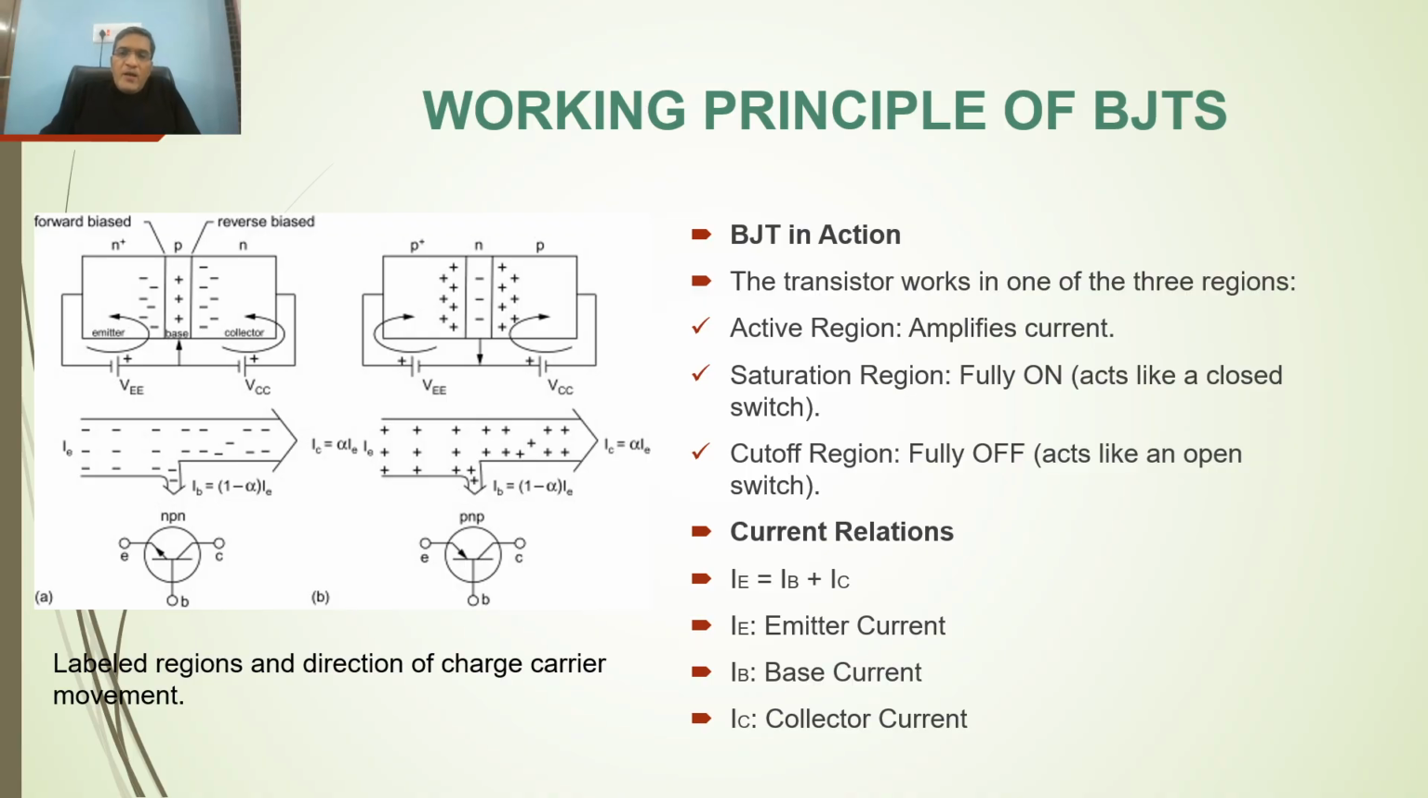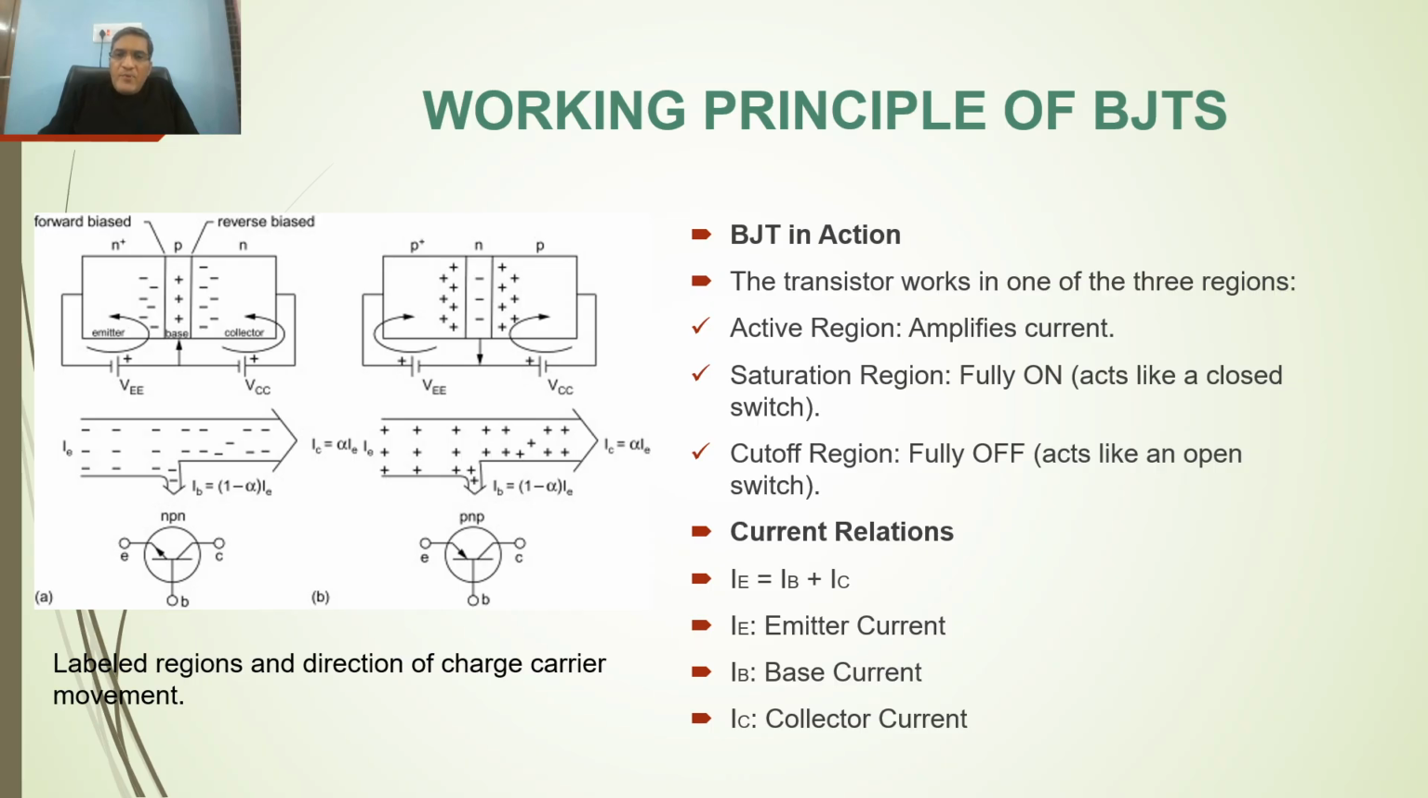Now again, the working principle of a transistor, and as you see, this figure contains some new points. The points reflect an equation, which is IE equal to IB plus IC. IE is the emitter current, IB is the base current, and IC is the collector current.